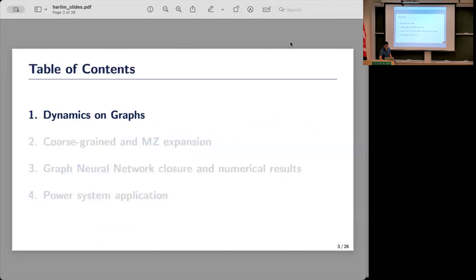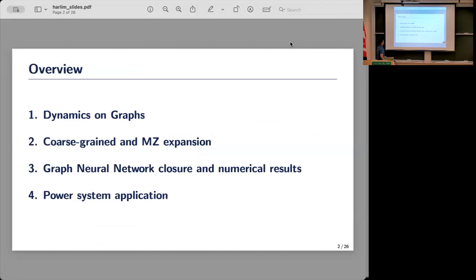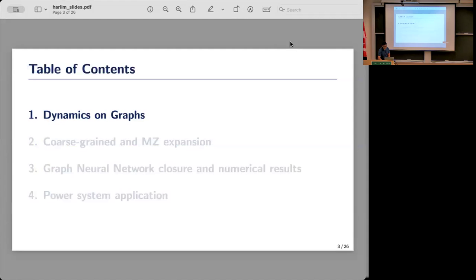Okay. So the plan is basically, I'm just gonna give you a kind of tutorial for myself on what is the dynamics on graph, and then what is the coarse graining here, and how I'm going to utilize the MZ expansion, the Mori-Zwanzig expansion, to help me understand how to build a neural network or graph neural network architecture, and show you numerical results with a toy model, let's say the Kuramoto model, and then at the end, hopefully I have time, I'll just show you the application on power systems, okay? It's just a small microgrid, okay?